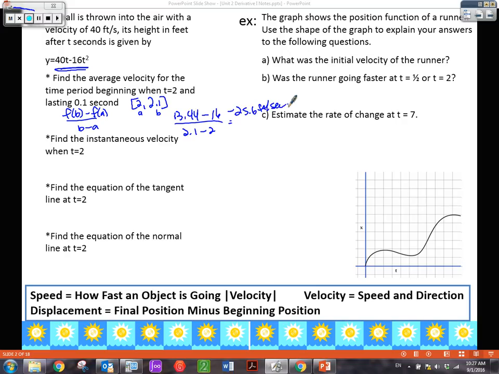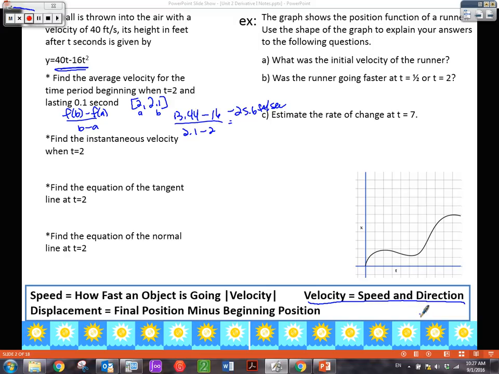feet per second. Okay, so let's talk about what that number means. That number is the average velocity for that time period. Velocity has both speed and direction. The speed that this ball is going is 25.6 feet per second. Since it's negative, the direction it's going is down. So it's a ball that has already come up and is starting to come back down. That's what this represents, our velocity, which is speed and direction.